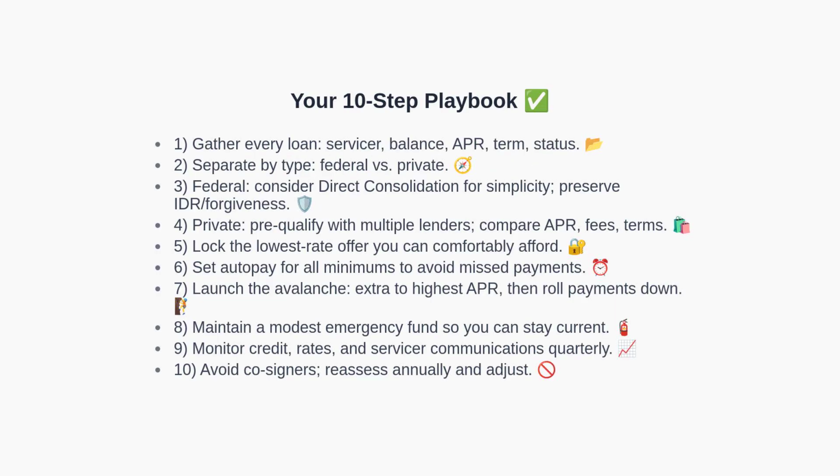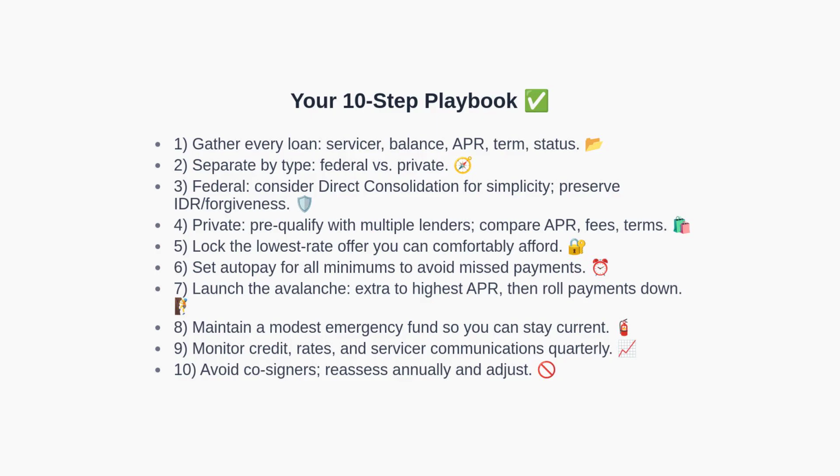Here is a concise 10-step playbook. First, gather all loan details. Second, separate your loans into federal and private categories. Third, use a federal direct consolidation for simplicity, while protecting income-driven repayment and forgiveness. Fourth, for private loans, pre-qualify with several lenders and compare APRs, fees, and terms. Fifth, lock the best offer that fits your budget and risk tolerance.